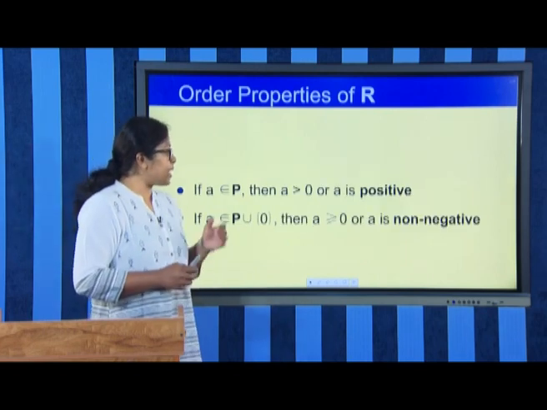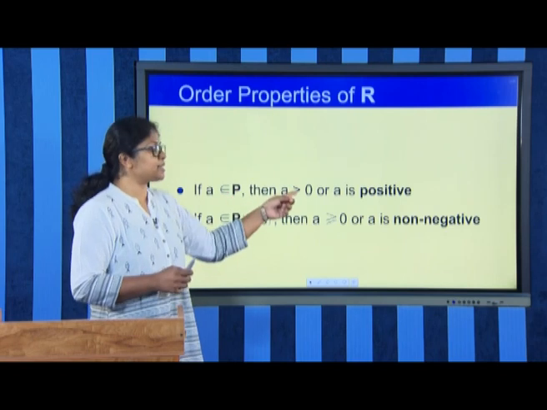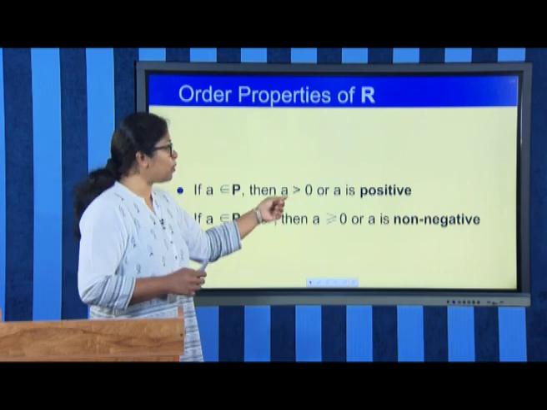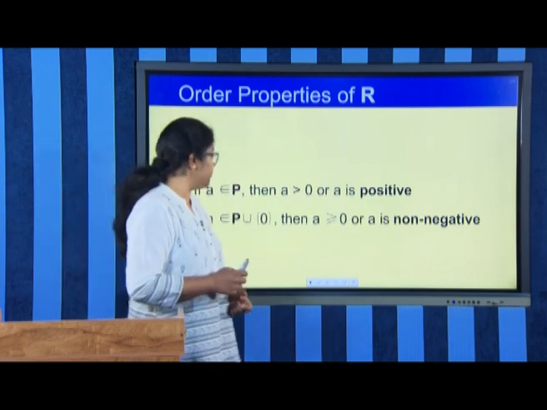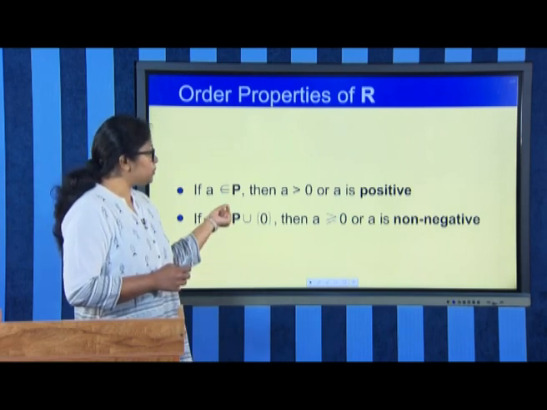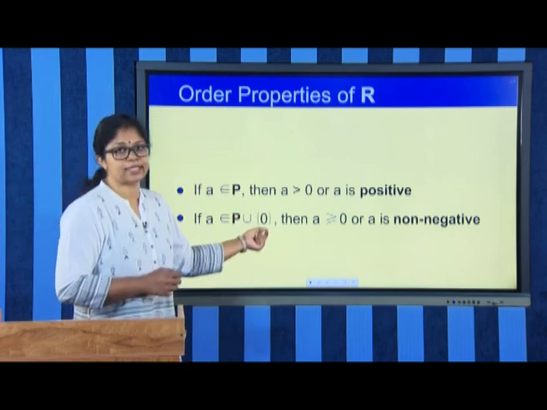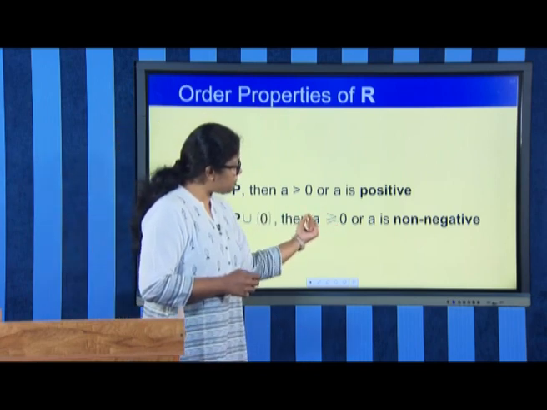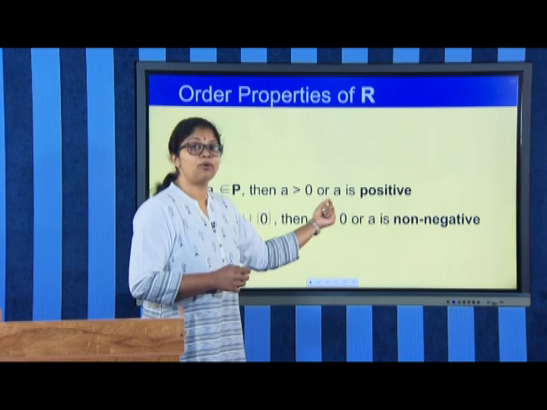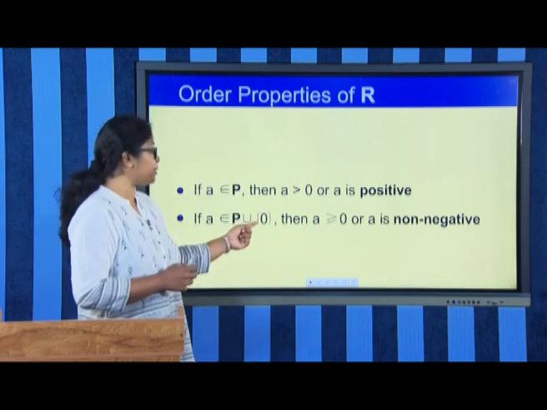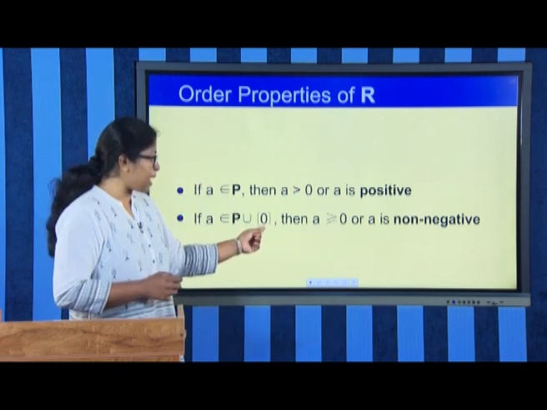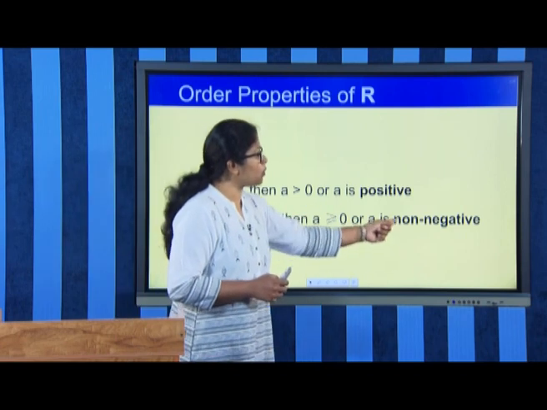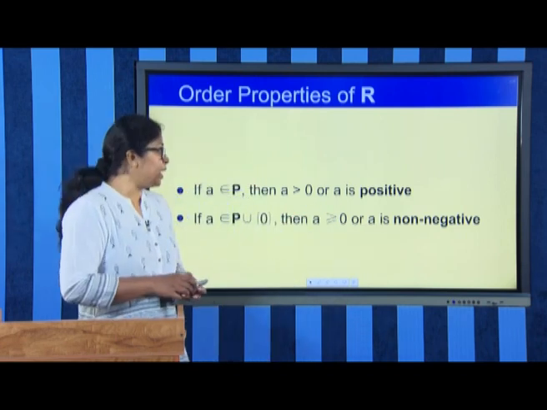If A is an element of P, then A is said to be greater than 0, or A is said to be positive. And if A belongs to the set P union {0}, then we will denote A as A is greater than or equal to 0, because it can possibly be equal to 0 as well, or we call A a non-negative real number.